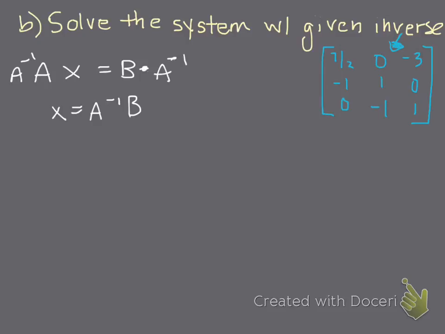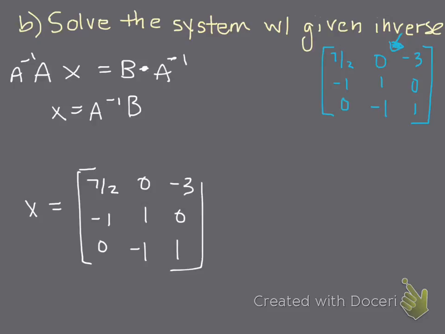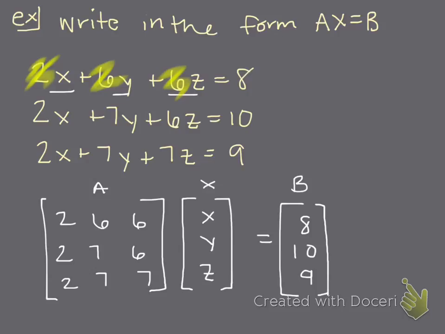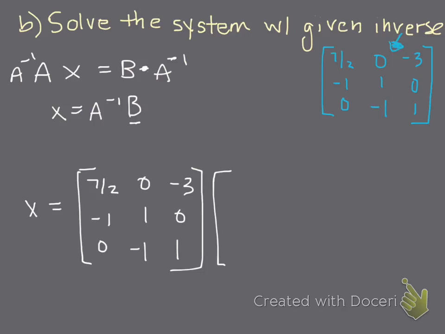Now for problems like this, finding the inverse of a 3 by 3 is significantly more difficult, so I will give you the inverse of a 3 by 3. I'm giving you the inverse in that top right corner: 7/2, -1, 0, 0, 1, -1, -3, 0, 1. Based on this, I have to multiply it by that B matrix, and the B matrix was the answer. So let me go back. The B matrix was these answers of 8, 10, 9. I'm multiplying a 3 by 3 with a 3 by 1, so I should get a 3 by 1 for my final answer.